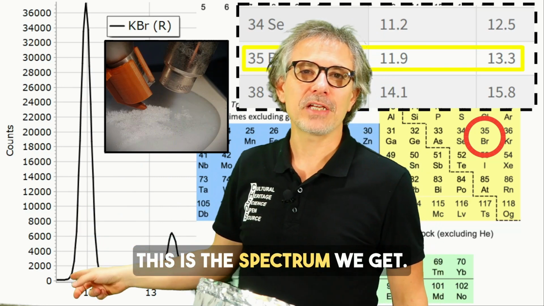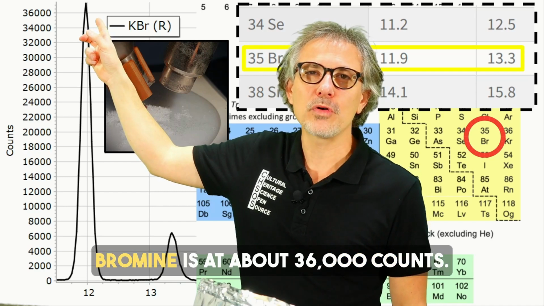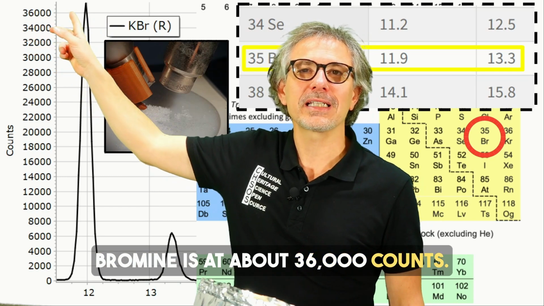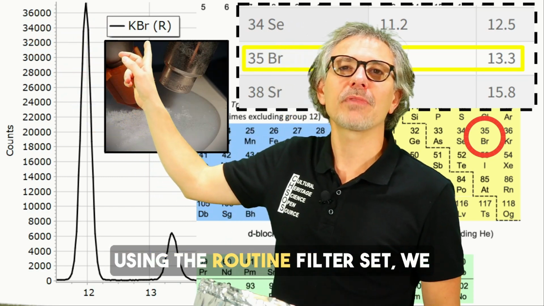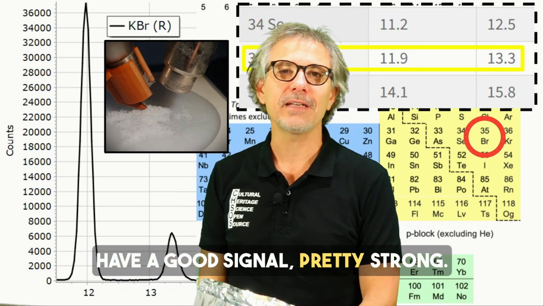This is the spectrum we get, so we see the K alpha of bromine is at about 36,000 counts using the routine filter set. We have a good signal, pretty strong.